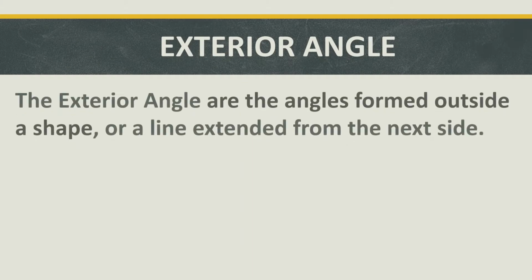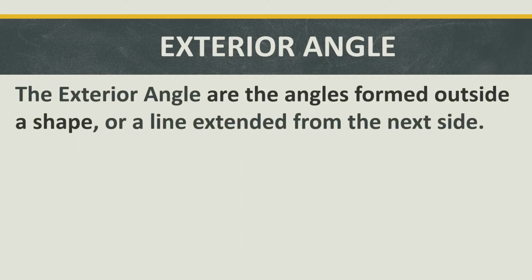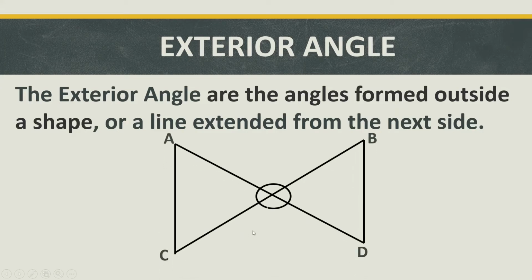Now let's move on to exterior angle. The exterior angles are the angles formed outside a shape, or a line extended from the next side. Example, in this figure, AEB and CED are exterior angles because they are formed on the outside of a shape.